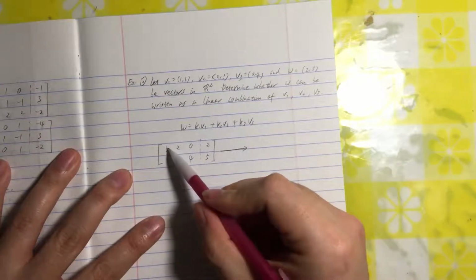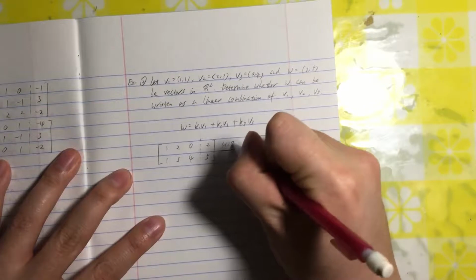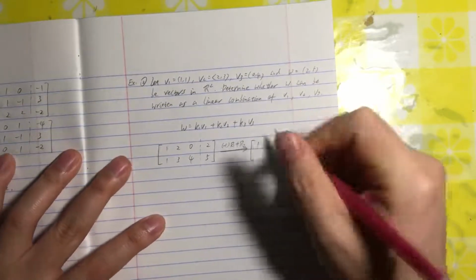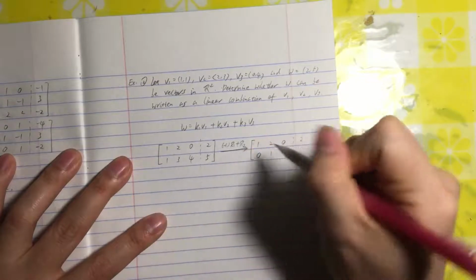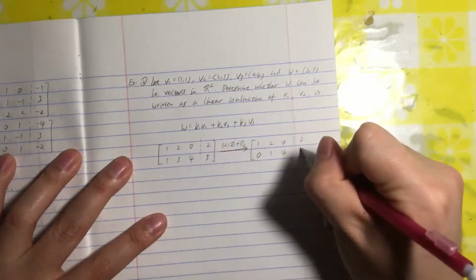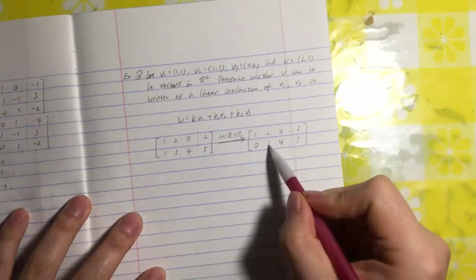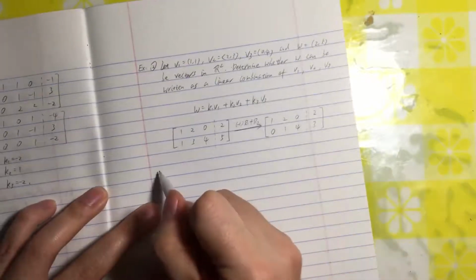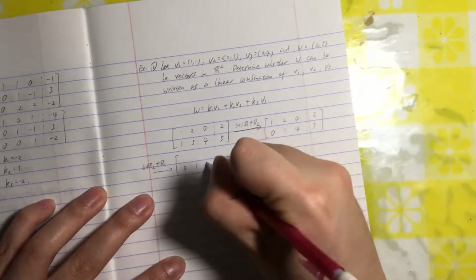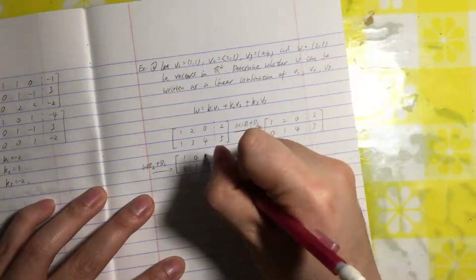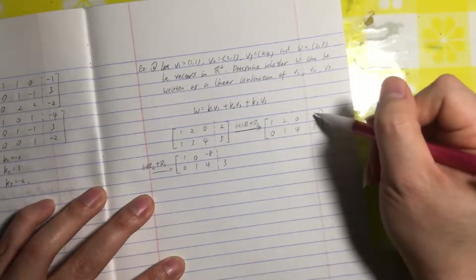I can first of all multiply the first row by negative 1, add it to the second row. I get 1, 2, 0, 2, 0, 1, 4, 3. Next, I can multiply the second row by negative 2, add it to the first row. The second row stays the same: 0, 1, 4, 3. The first row is 1, 0, negative 8. Negative 2 times 3 is negative 6. Negative 6 plus 2 is negative 4.